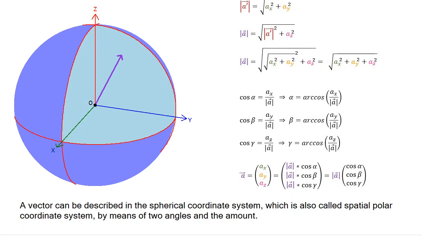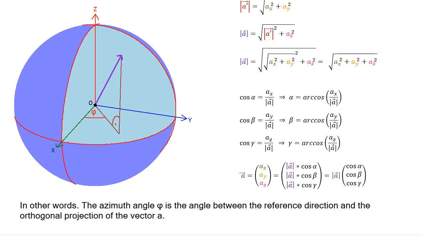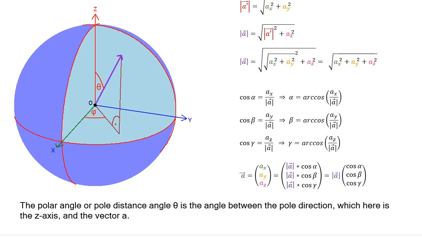A vector can be described in the spherical coordinate system, which is also called spatial polar coordinate system, by means of two angles and the amount. The azimuth angle phi is the angle between the x-axis and the perpendicular on the x surface and y surface to the vector A. In other words, the azimuth angle phi is the angle between the reference direction and the orthogonal projection of the vector A. The polar angle or pole distance angle theta is the angle between the pole direction, which here is the z-axis, and the vector A.